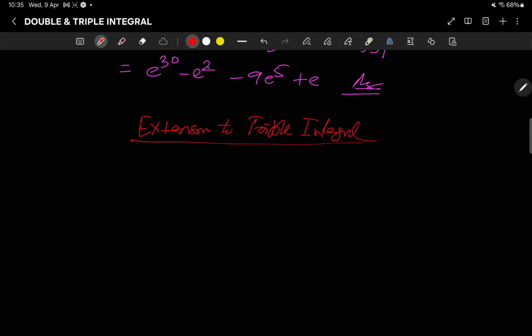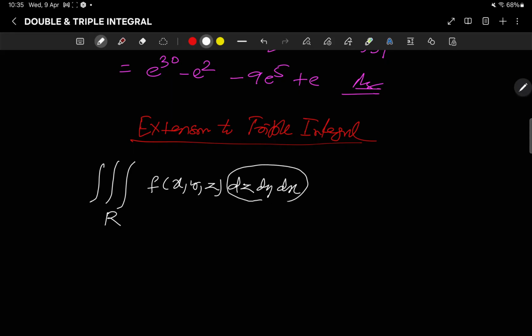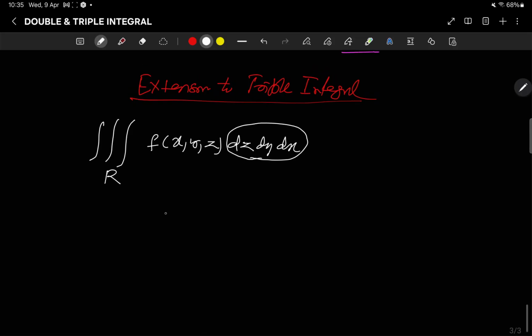So the interpretation is the same here. You are asked to evaluate the triple integral over a region of f(x, y, z) dz dy dx, and this order can be changed. Now this can be viewed as the integral from a to b, and suppose I want to evaluate with respect to z first, f(x, y, z) dz.